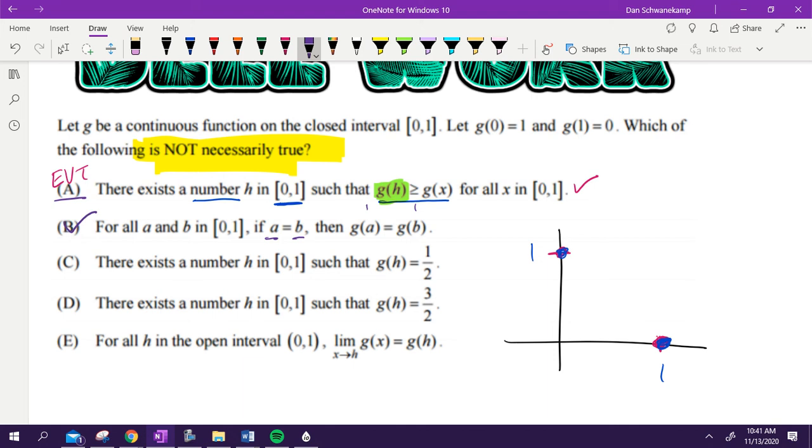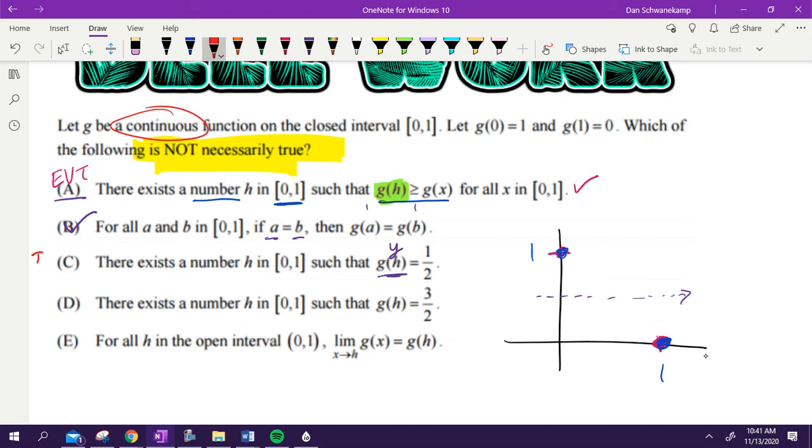There exists a number h from 0 to 1 such that g of h is equal to a half. What is g of h representing here? It's the y value. Is the y value going to be equal to 1/2 somewhere on that interval? Yeah, there's no way that I can get from here to there without going through that because we are continuous. It has to be true. We talked about that before. Anybody remember why that's true? Yeah, that is IVT. Good. That is intermediate value theorem.